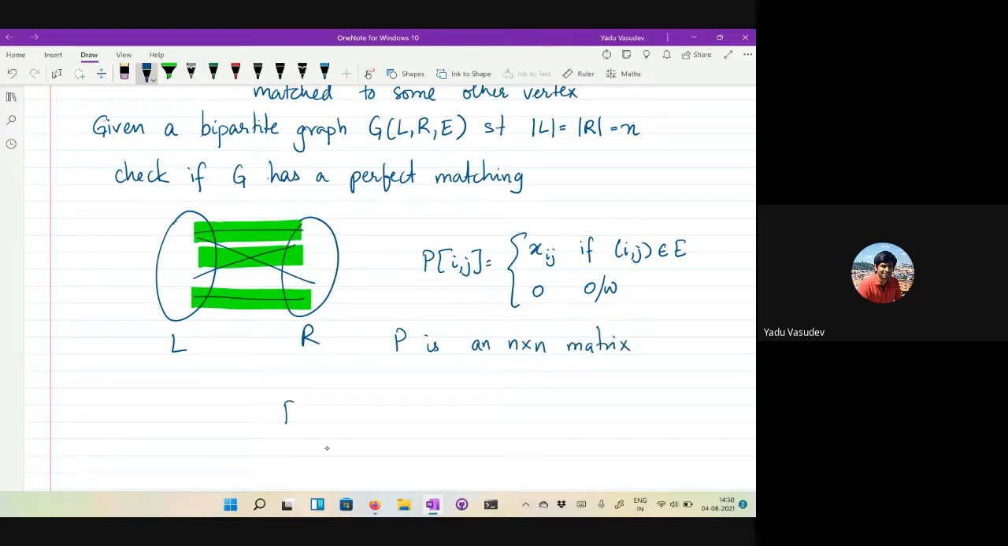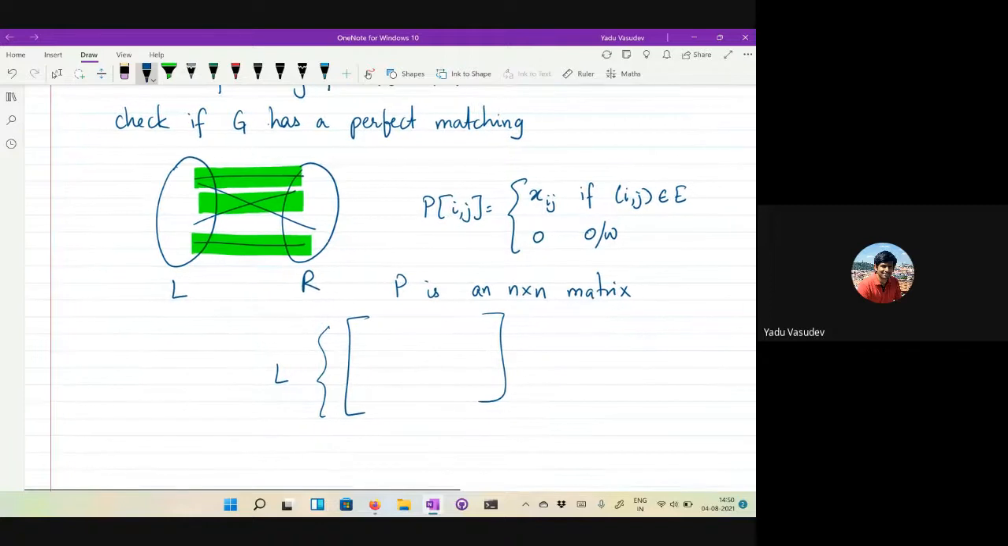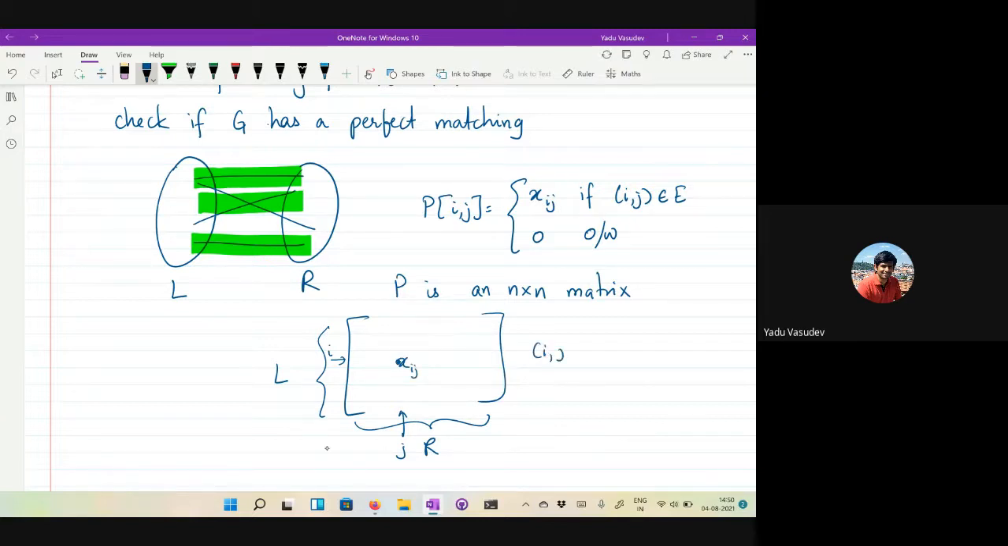Okay, so P is this matrix where on the left side you have rows indexed by L, and then you have the columns indexed by R. And an entry here, say this is row i and column j, you put a value x_ij if ij is an edge in the graph. Otherwise you put a 0. Maybe some entries are 0 and some are these variables. This matrix is known as the Edmonds matrix.